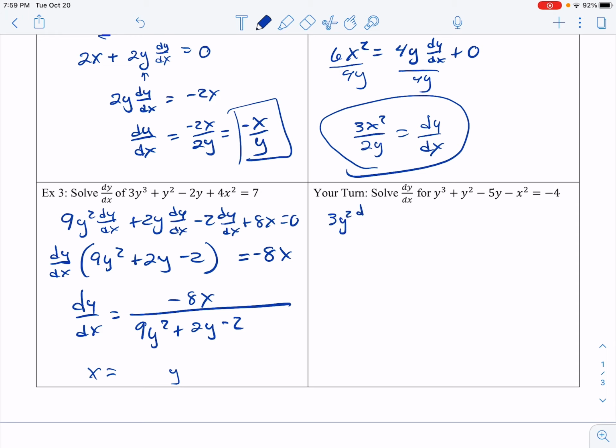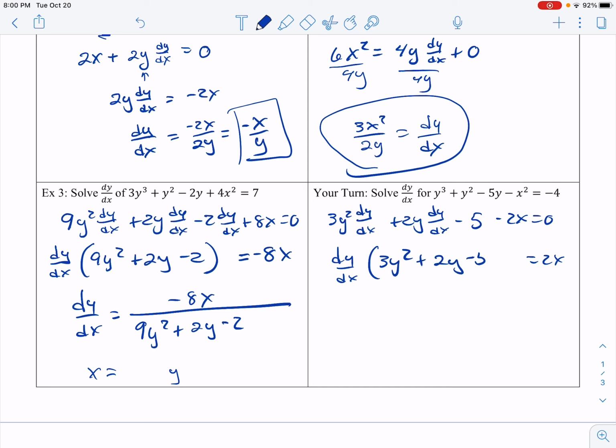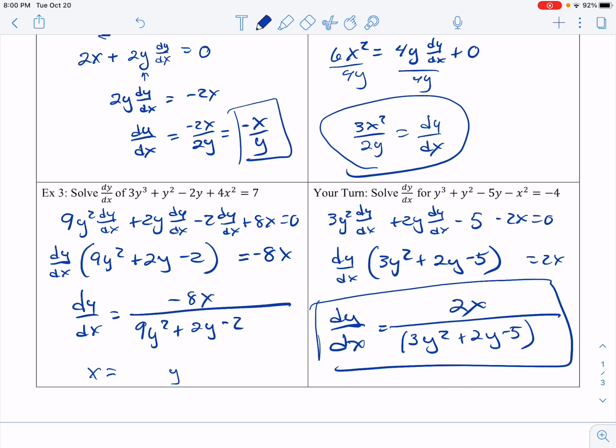3y squared dy/dx plus 2y dy/dx minus 5 minus 2x equals 0. Pull your dy/dx out and move your 2x to the other side. Now divide. And that's your answer. Not bad.